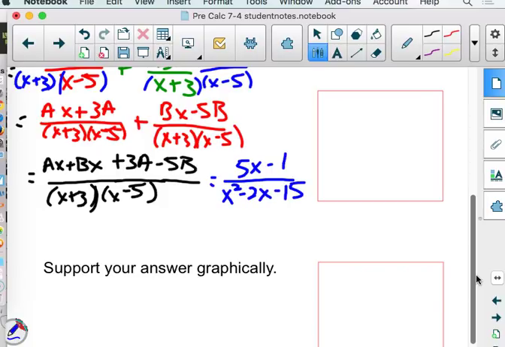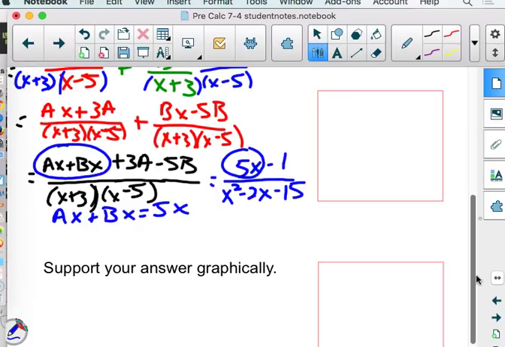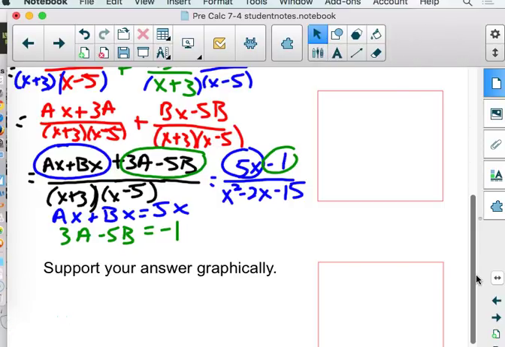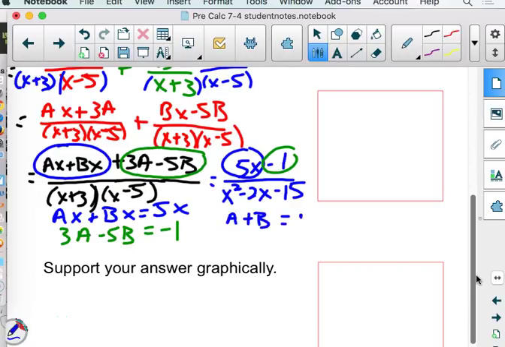Now here's what I know. I know that these two have x's in them, and I see this is x. So Ax plus Bx has to equal 5x. And then I see that these apparently are just constants. There's no x there. So 3A minus 5B has to equal negative 1. And I think, well, you know what? I don't need those x's. It's the numbers for A, B, C, and all of that good stuff that I really need. So this will be A plus B equals 5. And my green one was just fine. There were no x's in there already.